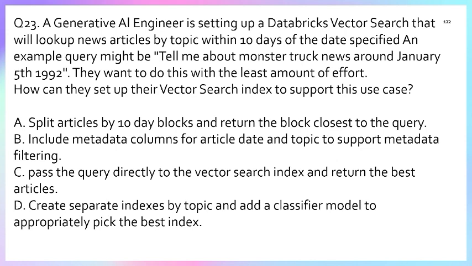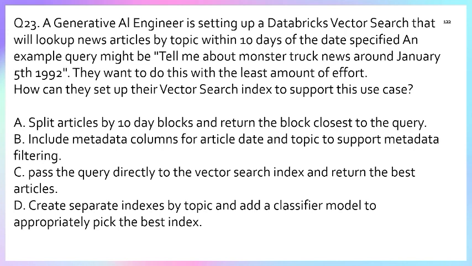Option A is split articles in 10 day blocks and return the block closest to the query. Option B, include metadata columns of the article date and topic to support metadata filtering, pass the query directly to the vector search index and return the best article. Option C, create a separate index of topics and add a classifier model to appropriately pick the best index. So option B, include the metadata columns of the article date and topic to support metadata filtering.